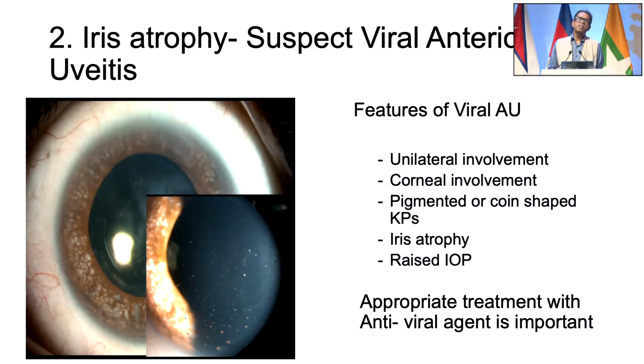Next important sign you need to look for is iris atrophy. Iris atrophy usually indicates viral anterior uveitis, whereas it can be seen in various other conditions. But a few things which will give you an idea that you are dealing with a viral uveitis are unilateral involvement, corneal involvement in the form of some scar, pigmented or coin-shaped distribution of the keratic precipitates, and raised intraocular pressure.